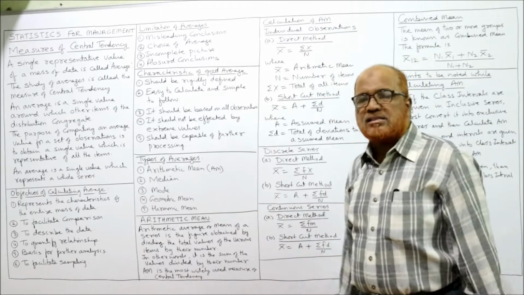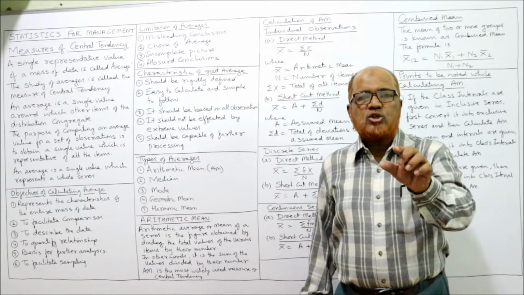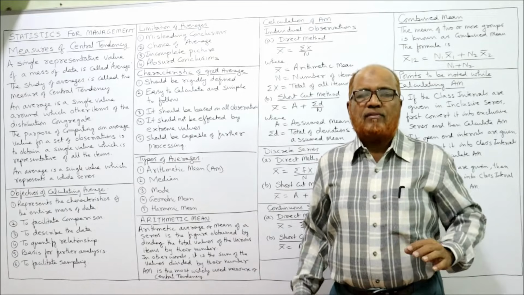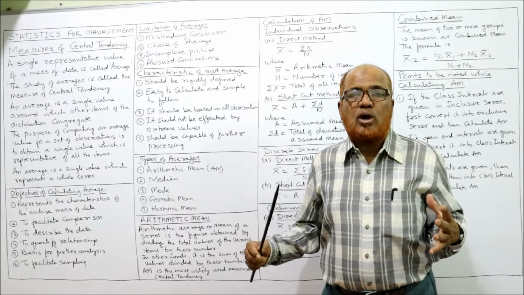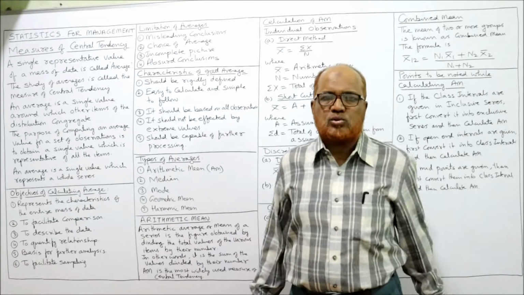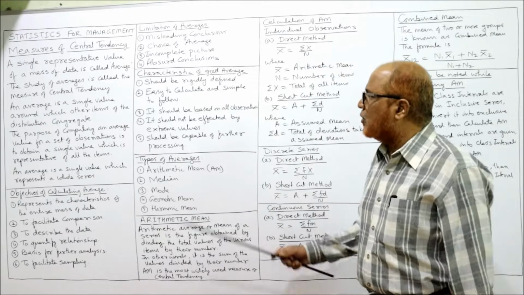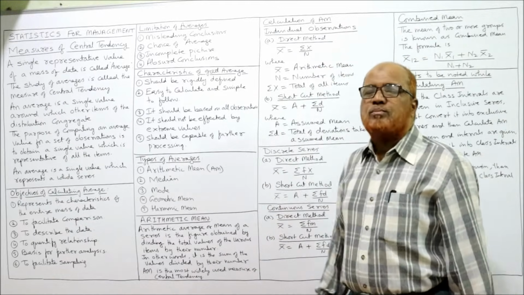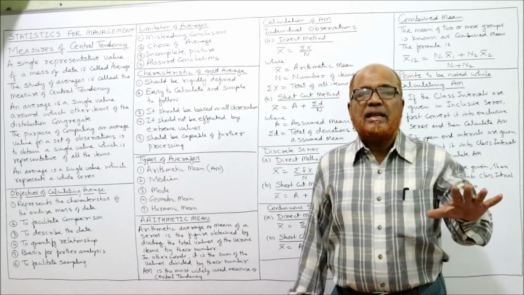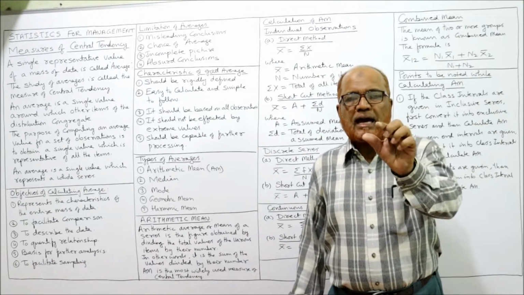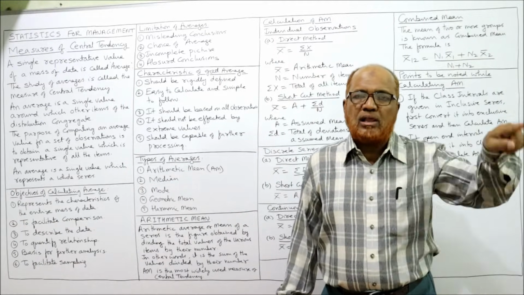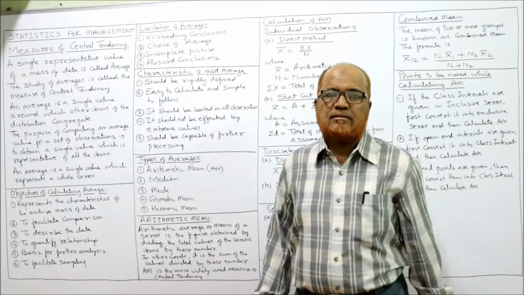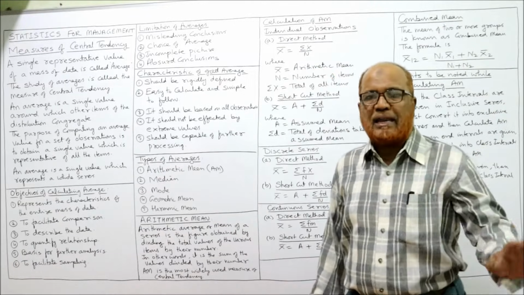Next, easy to calculate and simple to follow. The average should be easy to calculate. A very complicated formula should not be used. A simple formula should be used. Easy to calculate, simple to follow. And it should be based on all observations. Nothing should be left. The average should be calculated by taking all the values of the set. No observation should be left.